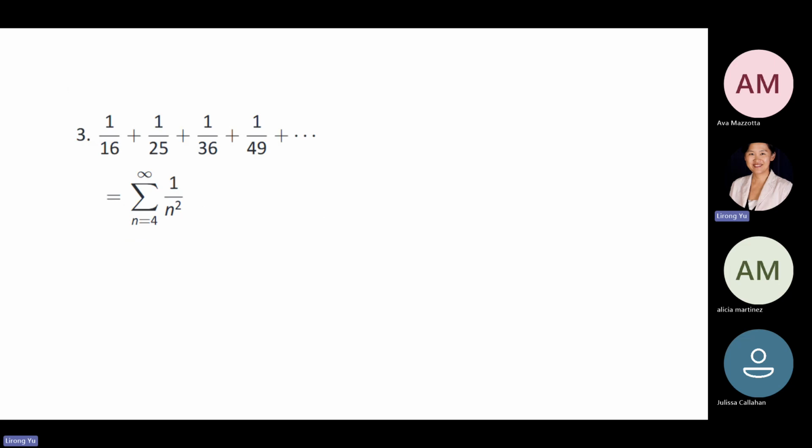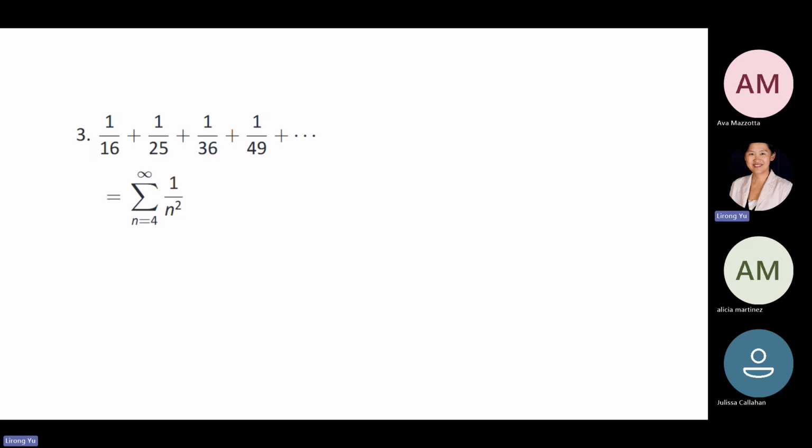Next example is a summation of 1 over 16 plus 1 over 25 plus 1 over 36. We realize that the denominators are squares, like 4 squared, 5 squared, 6 squared, 7 squared, and so on, an infinite summation. So we have 1 over n squared exactly, but n starts at 4. So this is the infinite summation that starts from n equal to 4.